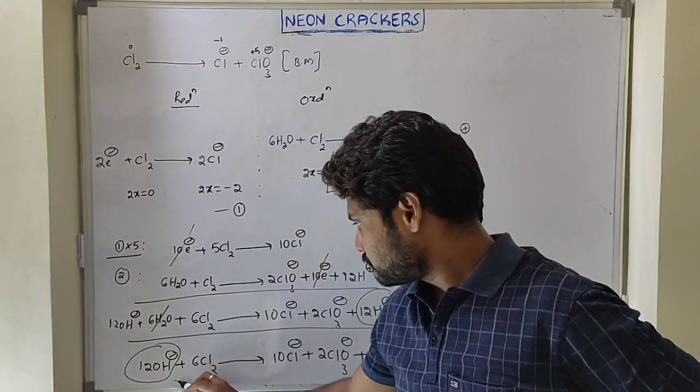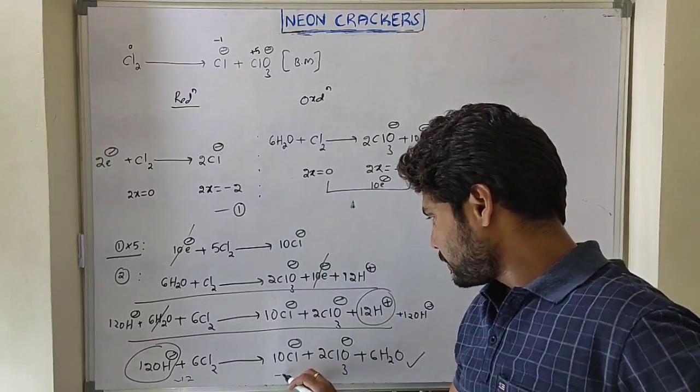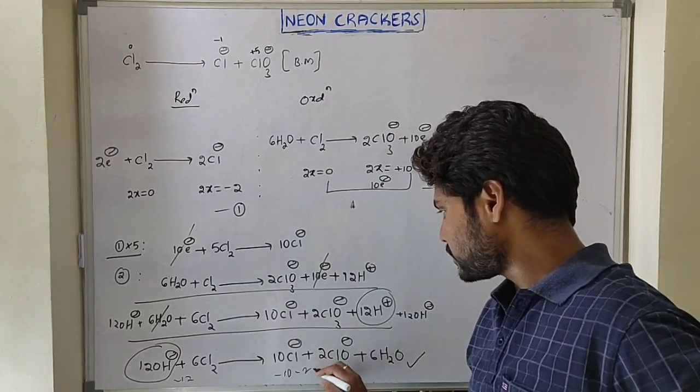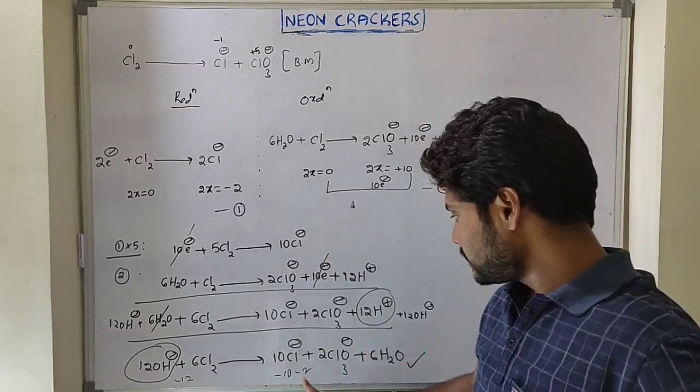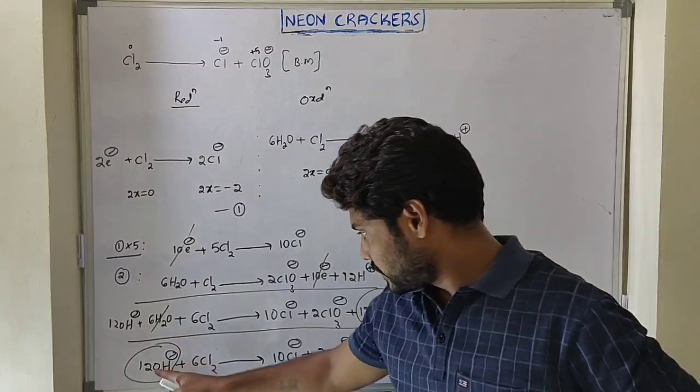So what is the charge here? Minus 12 charge is there. Here it is 0. And here it is minus 10 charge. Here 1 ion is minus 1, so 2 ions means minus 2 charge. Left side minus 12 charge, right side also minus 12 charge. Charge neutrality is there.